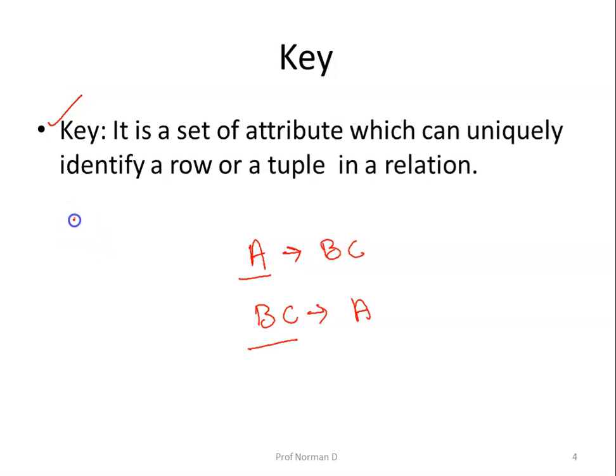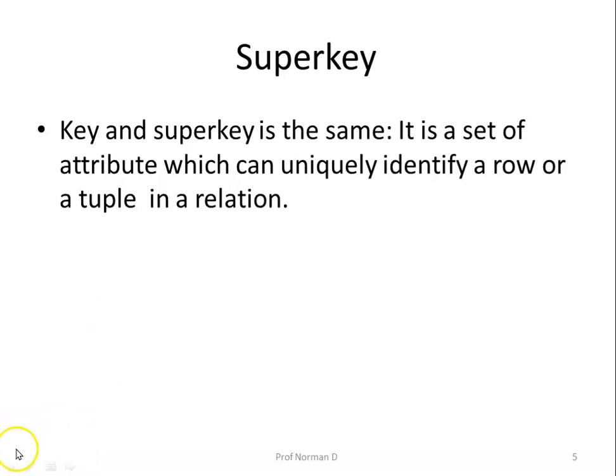When we move to our first definition, that is super key. What is the definition of a super key? A super key is nothing but a key itself. So a key and super key are the same, and the definition also remains the same. It is a set of attributes which can uniquely identify a row or a tuple in a relation. So this is the definition of a super key. Interchangeably I can use the terms key or super key. Now we will try to find out what a candidate key is. We'll look at an example.